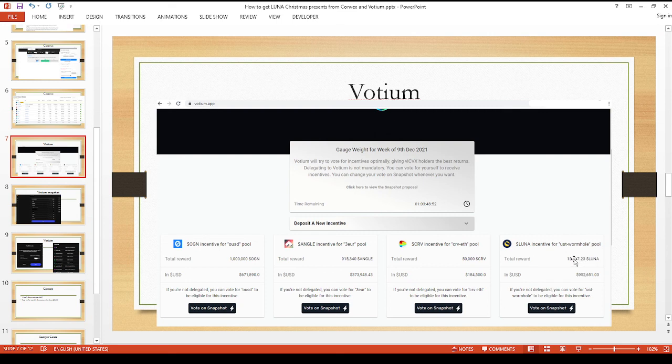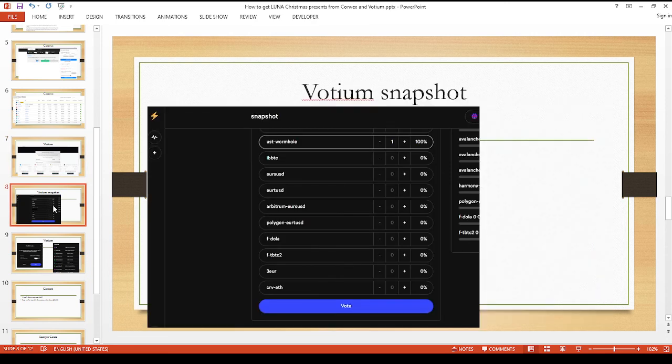and because basically Convex is kind of like a brother or sister project to Curve, if you have enough Convex, you can swing some of your votes to different projects that you like, and in return you'll get rewards for it. So I just want to show you what it looks like.